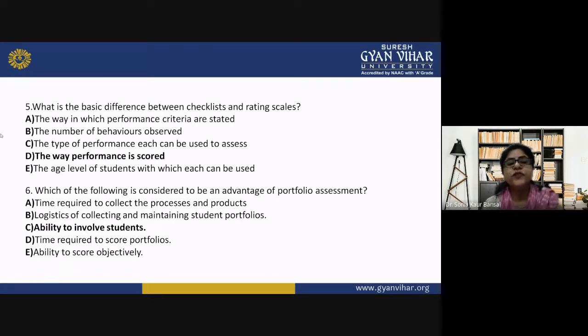Next, which of the following is considered to be an advantage of portfolio assessment? So time required to collect the processes and products, logistics of collecting and maintaining student portfolios, ability to involve students, time required to score portfolios, ability to score objectives. So the correct answer is the ability to involve students.